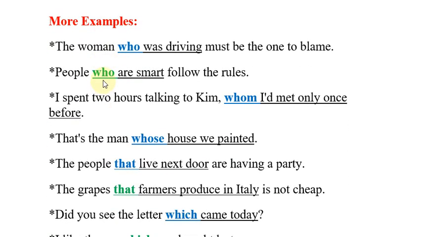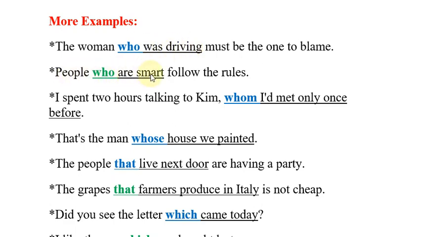Now, we have more examples here, one or two for each relative pronoun. The woman who was driving must be the one to blame. We have the woman and we have who was driving. This who was driving is the adjective clause. It gets back and reports woman. It gives more information about the woman. Who is the relative pronoun, and who was driving is the adjective clause. Which woman? The woman who was driving.